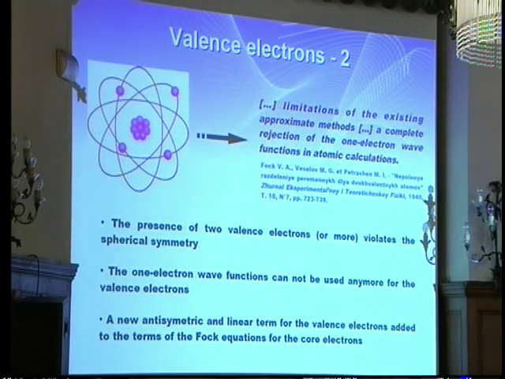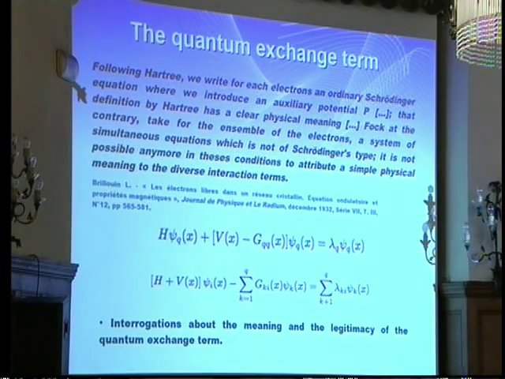Let's now deal with the element which is at the same time the most important and the most difficult of Fock's improvements, the quantum exchange phenomenon. In 1932, Léon Bruyère put forward another aspect of Fock's equations which was disturbing for the physicists. So following Hartree, we write for each electron an ordinary Schrödinger equation where we introduce an auxiliary potential, so V minus G.